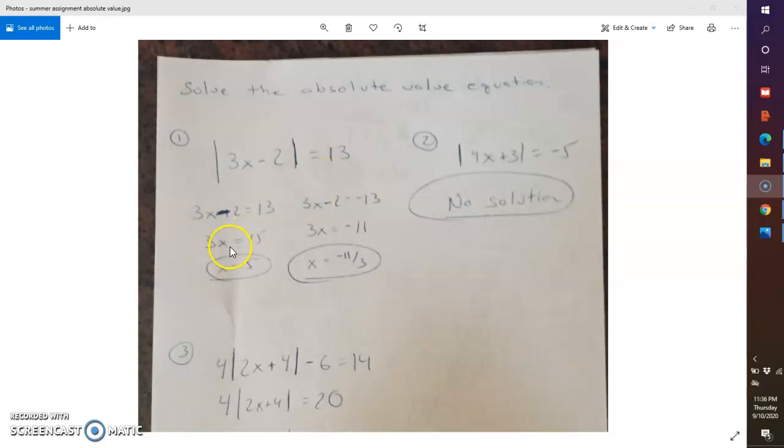We add 2 to both sides, we divide by 3, and we get x equals 5. We add 2 to both sides, we divide by 3, and we get x equals negative 11 thirds. And you can plug them back in to check.